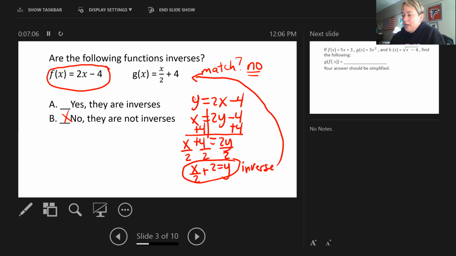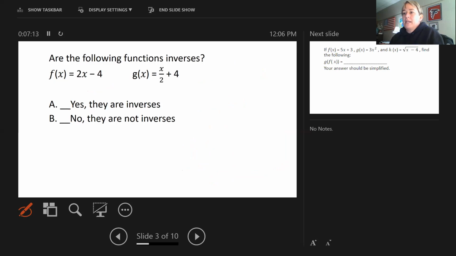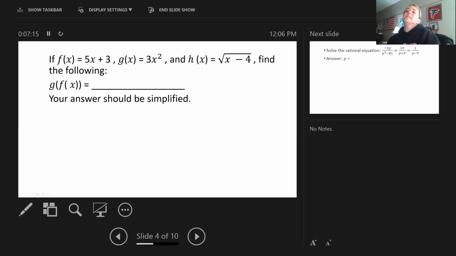So now we are going to go to the next problem. Just give me a second. So here it says, if f of x equals this, g of x equals another thing, and then h of x, find the following. And again, if we look at it, it does not say anything about h.